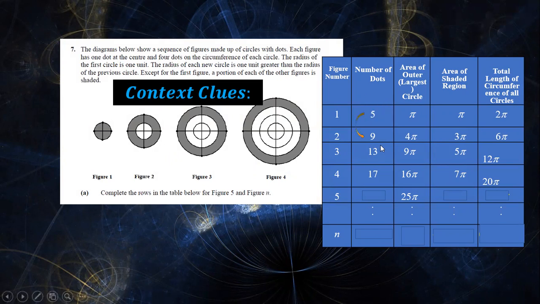So if you go from 5 to 9, it's plus 4. If you go from 9 to 13, it's plus 4 again. 13 to 17 is also plus 4. Hence, from 17 to this point, because we go from 4 to 5 directly, we're simply going to add 4 to the 17 to get 21. Any questions there?